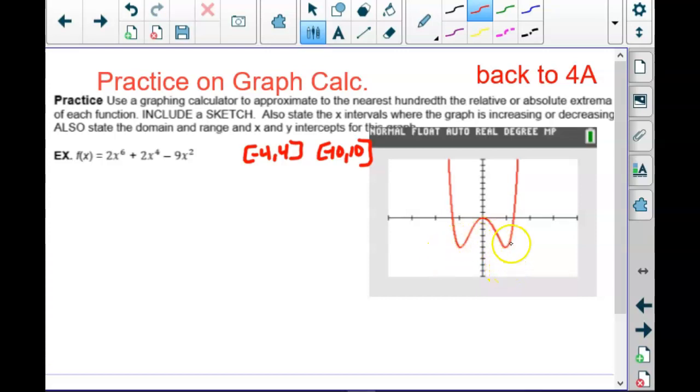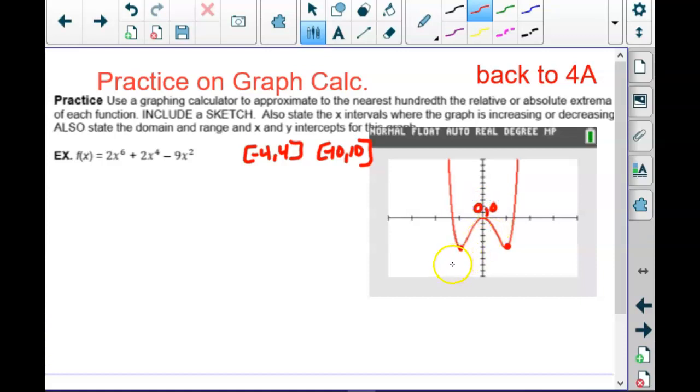I think the mins are symmetric. This is an even function. Does everybody see all the exponents were even? So I think whatever this is, the other one's just the opposite sign. Was this 0, 0, Maddie? Okay. So this is at 0, 0.